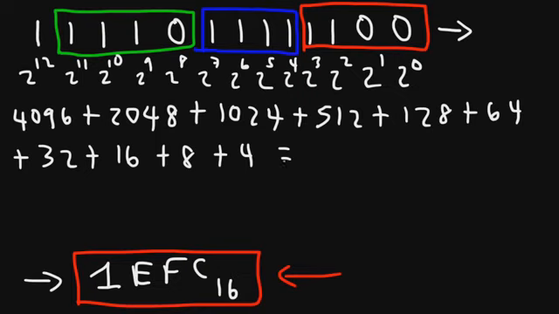So if we add up these numbers, 4,096 plus 2,048 plus 1024 plus 512 plus 128 and all the way to 4, this will give us 7,932.